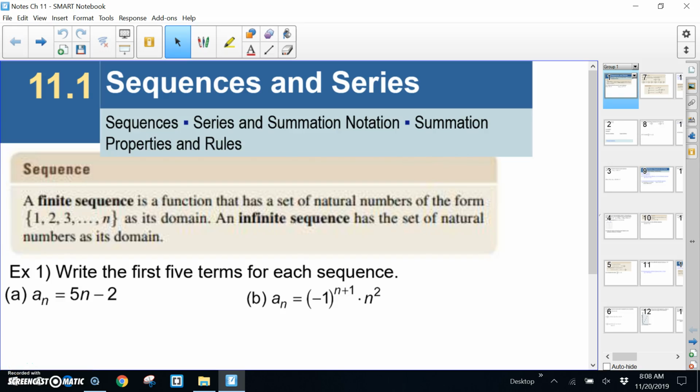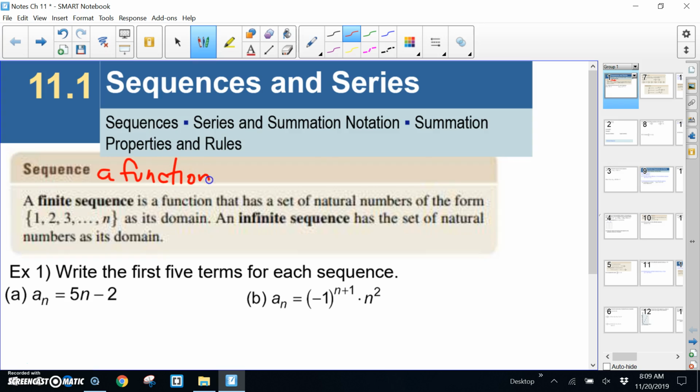11.1 sequences and series. We start with a sequence, and a sequence is some function that produces an ordered list. So you're going to have like a list of terms, a list of numbers.